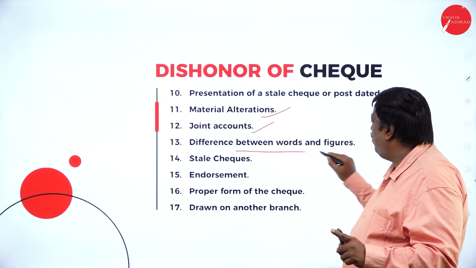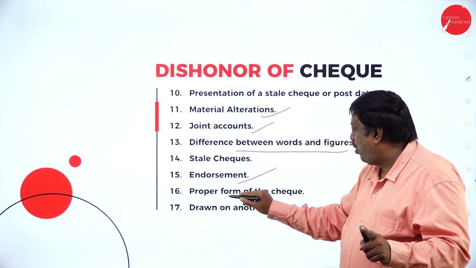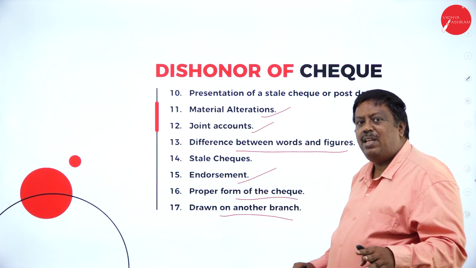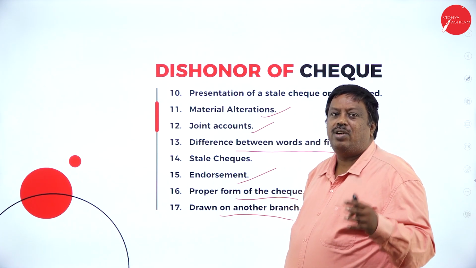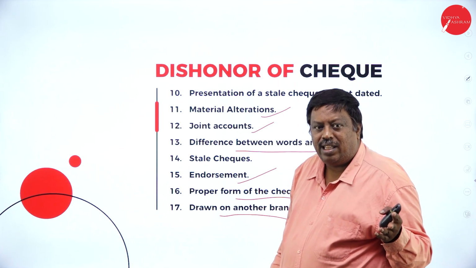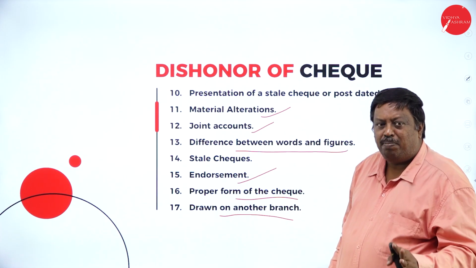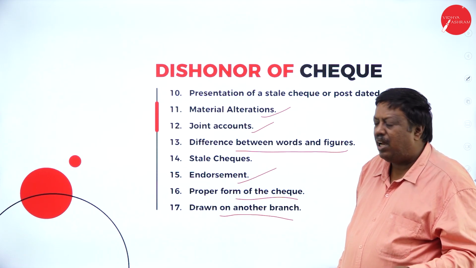Already I said the difference between words and figures, and whether the endorsement is proper or not, the proper form of the check. Check drawn on another branch. For example, I am presenting a check in the Siddhartha layout where the check was drawn for the Vijayanagar branch. Earlier it was like that. Now payment can be made if presented by the genuine person and it is a genuine customer's account. They can collect the amount here.